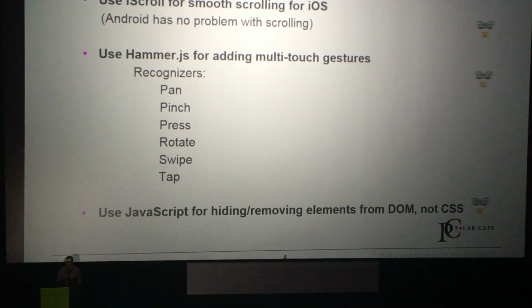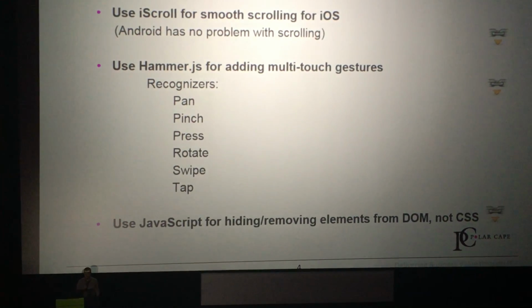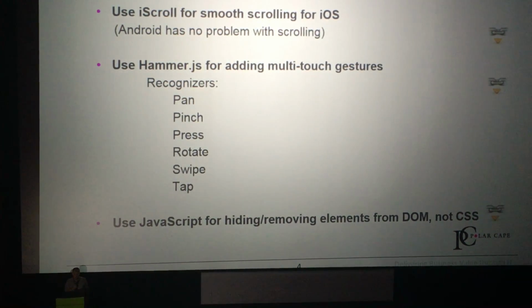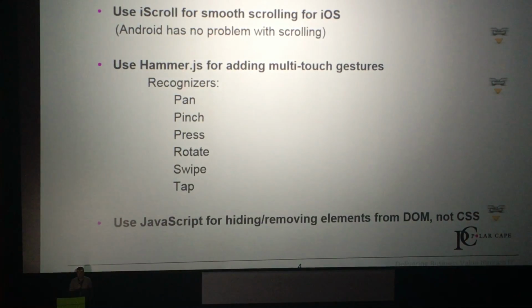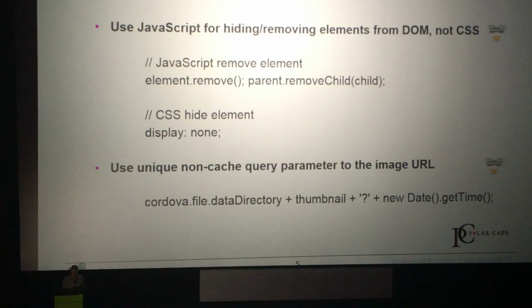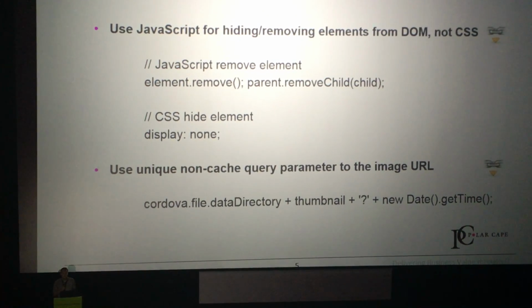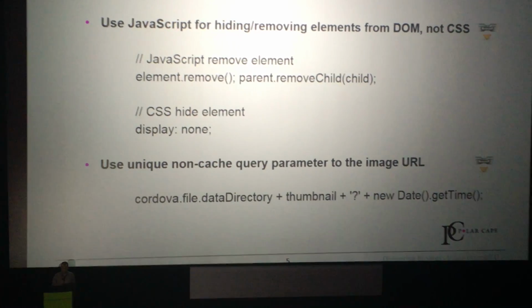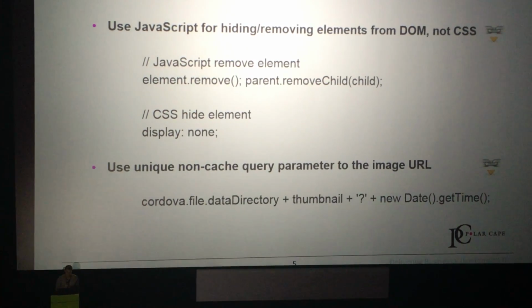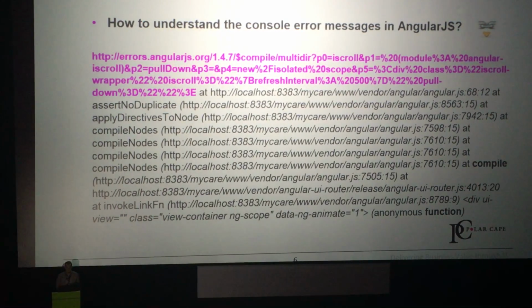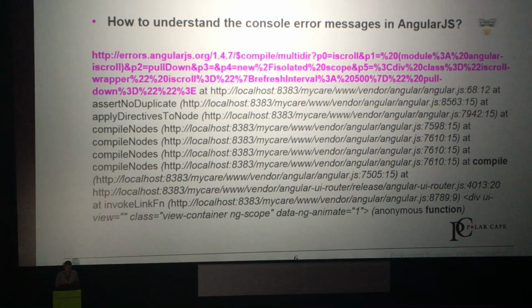Use iScroll for smooth scrolling on iOS. On Android it's good, but on iOS it's a little bit strange. Use Hammer.js for adding multi-touch gestures, and try using JavaScript for removing DOM elements, not CSS, because CSS is hiding stuff, not removing it from your DOM. And if you do not want caching, use parameters like a timestamp on your URL, and you will get no caching for the images.